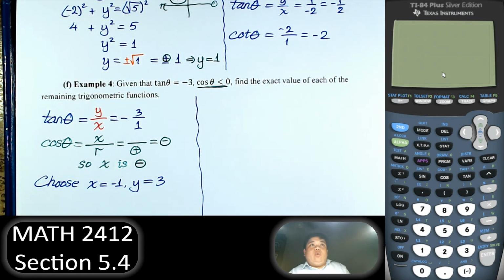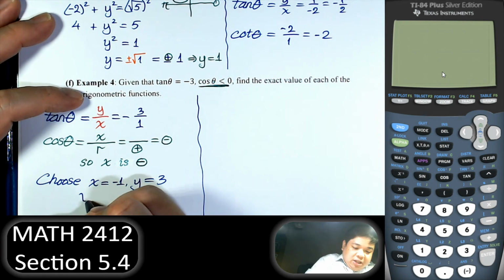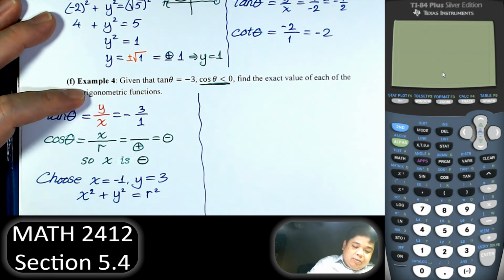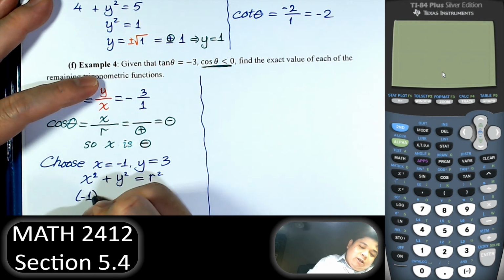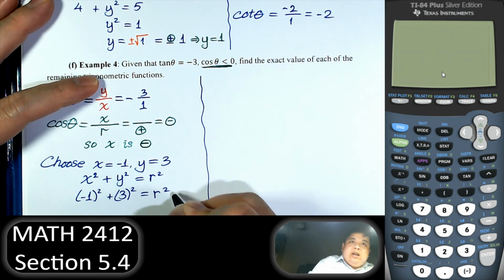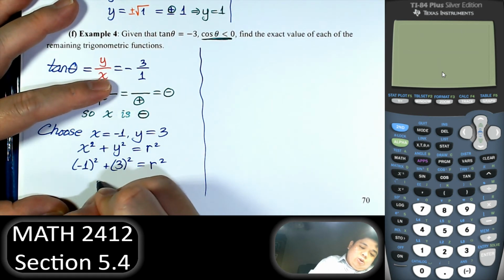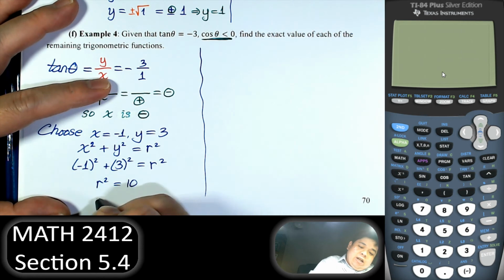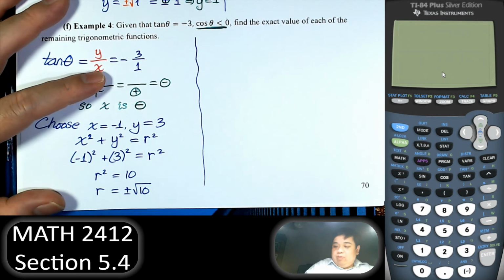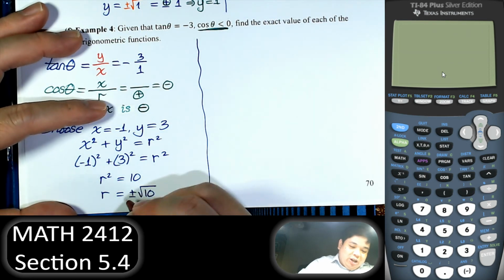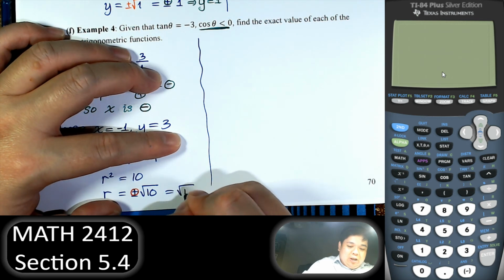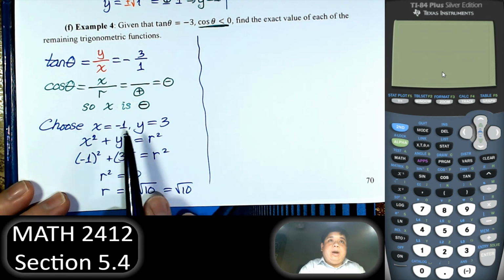Now when we have x and y, we can solve for r using the Pythagorean theorem. X squared plus y squared equals r squared. So negative 1 squared plus 3 squared equals r squared. So r squared equals 10, and r equals plus or minus square root of 10. However, r is always positive, so we don't have to do any reasoning. So just square root of 10. We have x, we have y, we have r.